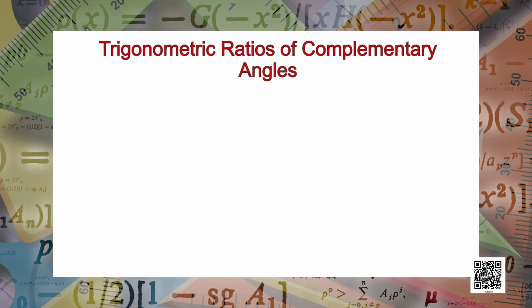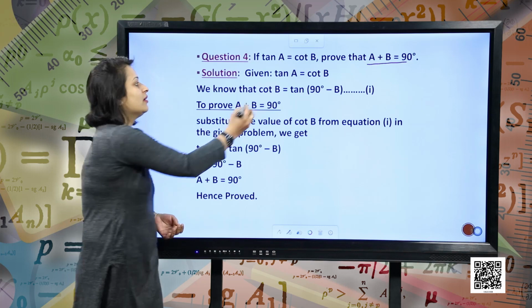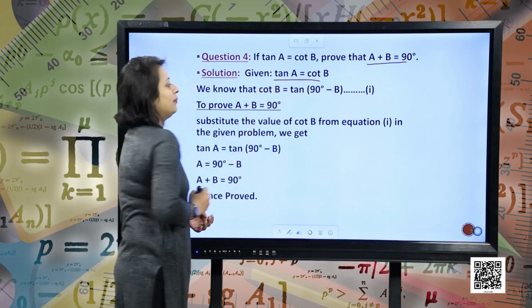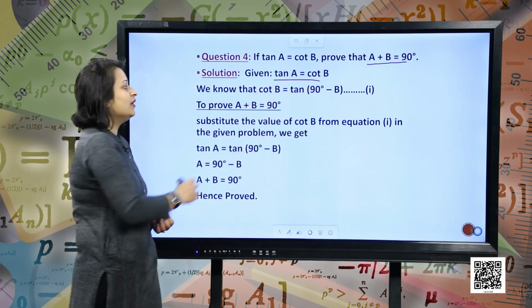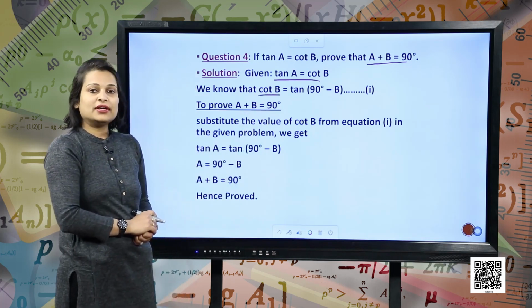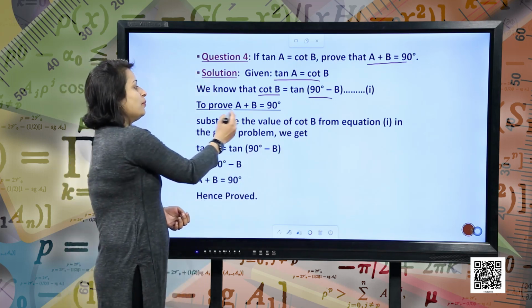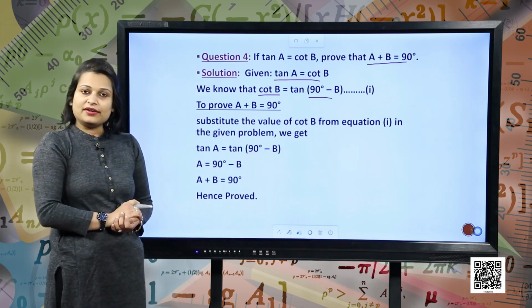Now next question. Question number 4. If tan of A is equal to cot B, we need to prove that A plus B is equal to 90 degree. Now we are given with tan A is equal to cot B. And we know that we can write cot B as tan of 90 degree minus B. Here we need to prove A plus B is equal to 90 degree.